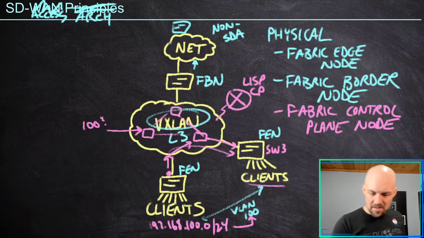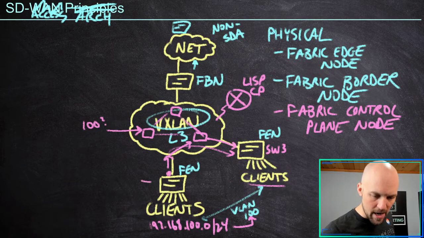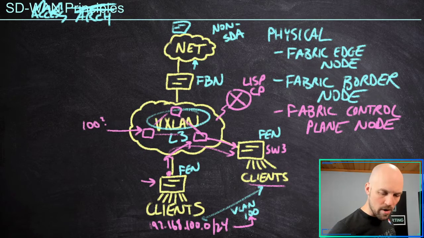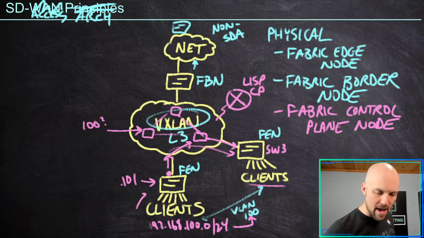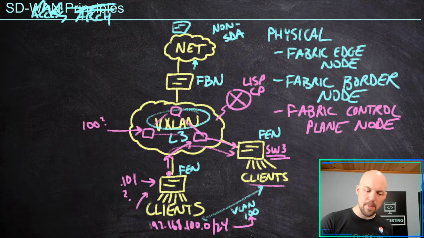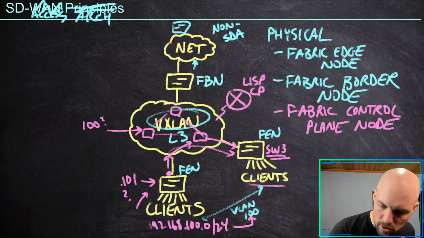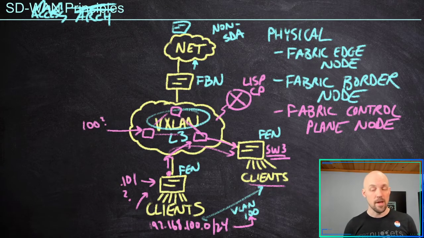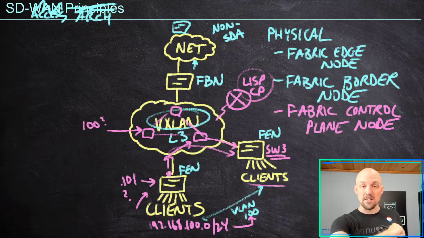So the question is this: how does this switch right here know where to go? If I'm sending it to .101 or what have you, it's going to receive that packet and it has to know to send it to switch 3. So how does this switch know to send this packet along the path that we described to get to switch 3? And the answer is LISP.